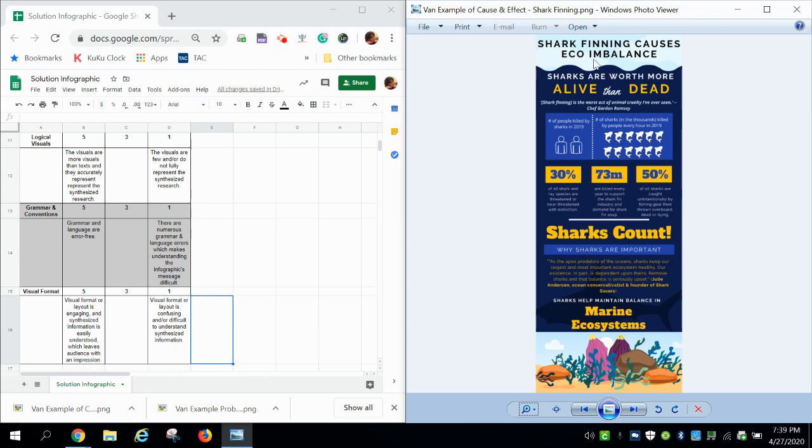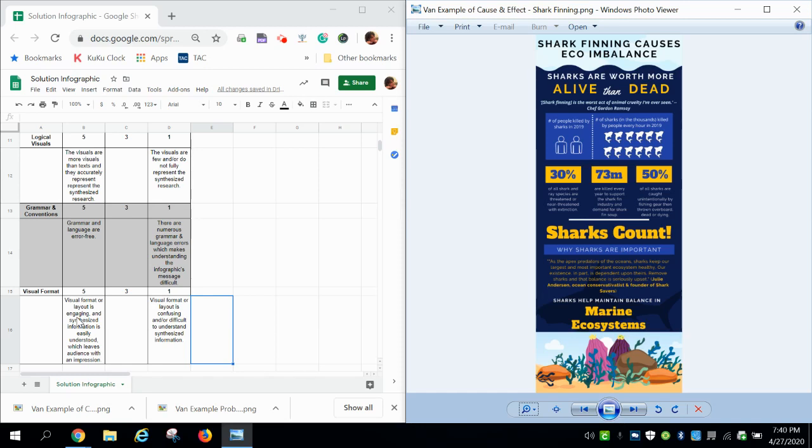I would say that this is a nice example of how the colors are balanced and how the text, even though we have a shark in the background and there's text covering the shark, that shark is pretty transparent and it's not too chaotic where we can't read the text here. So I would say this person did a really nice job with the visual format and would probably score pretty highly in that area as well.